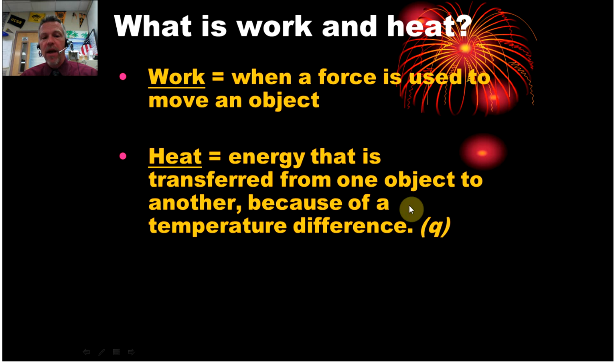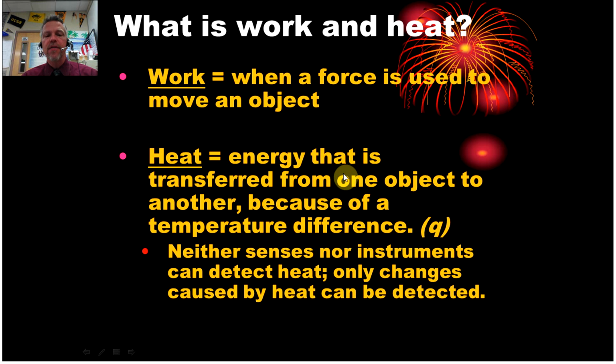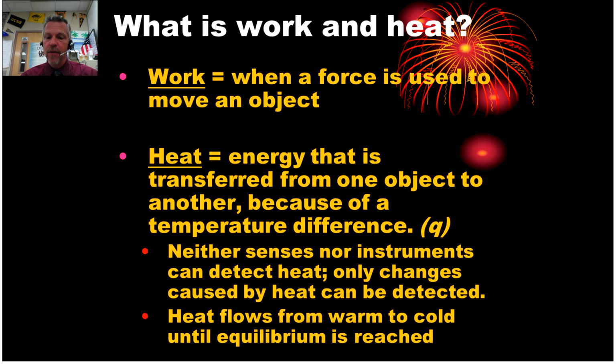All right, and we have a term that we use to measure heat. It's called Q, lowercase q. So Q is heat, and that is energy that's transferred from one object to another due to a difference in temperature. Now, neither our senses nor the instruments that we create can actually detect heat. We can only detect changes that are caused by heat. All right, so we can detect the change in temperature, which is caused by heat moving from one place to another, but we can't detect the heat itself.